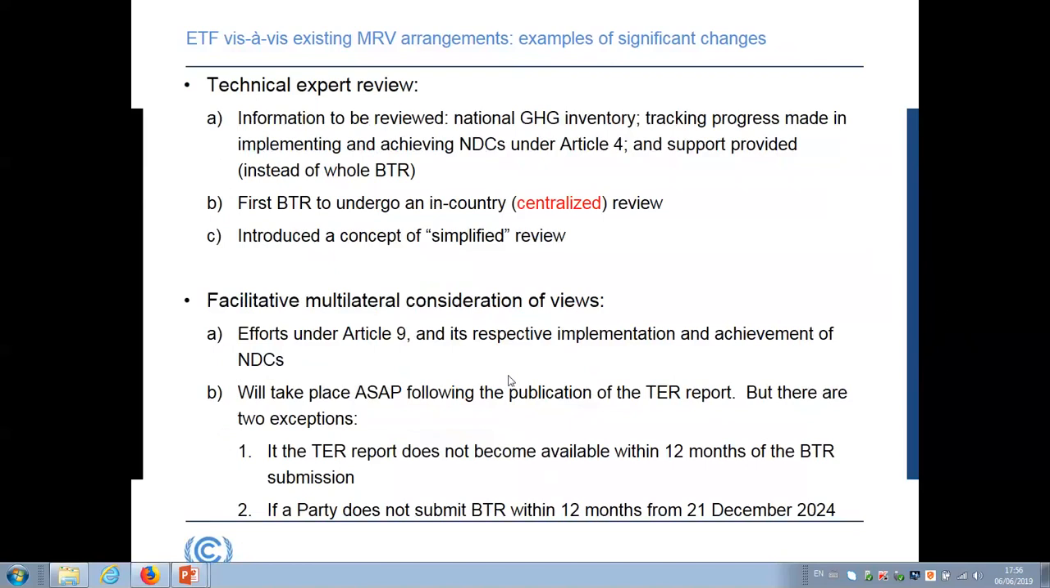So, following with the comparison of the significant changes under the ETF. For the technical expert review, one key element to mention is that the first BTR, the first biennial transparency report, will undergo an in-country or centralized review. The centralized review is a flexibility for some developing countries. And the technical expert review also introduced a concept of simplified review. In terms of the MCV, the Facilitative Multilateral Consideration of Progress, there is a focus on Article 9 and the respective implementation and achievement of NDCs.